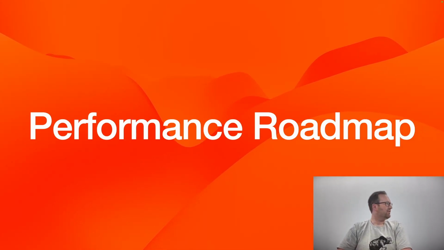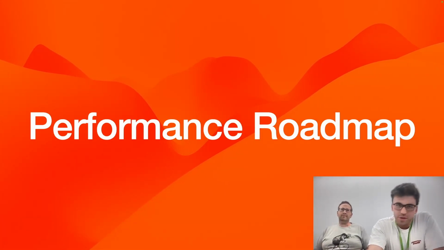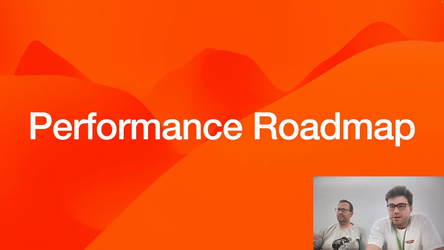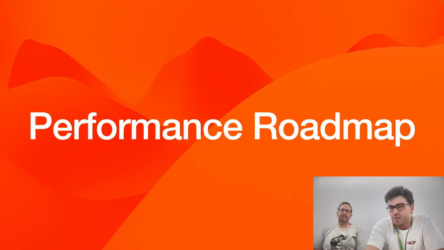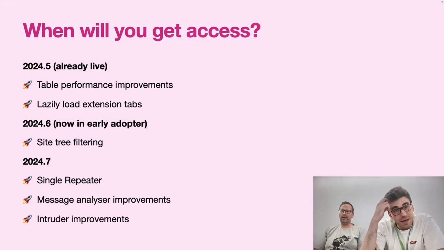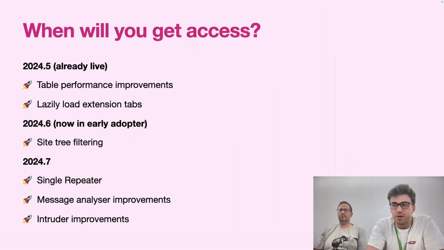Right, and then I think Dan's going to go back onto the performance roadmap. Yeah, so I'm just going to talk about what's on our minds in the performance team and what you can expect as a user in which Burp versions. So when will you get access to these performance improvements? In 2024.5, which is already live as stable, we have the table performance improvements and the lazy load extension tabs. In 2024.6, we have the sitemap filtering improvements, which brings down the sitemap filtering speed quite significantly.